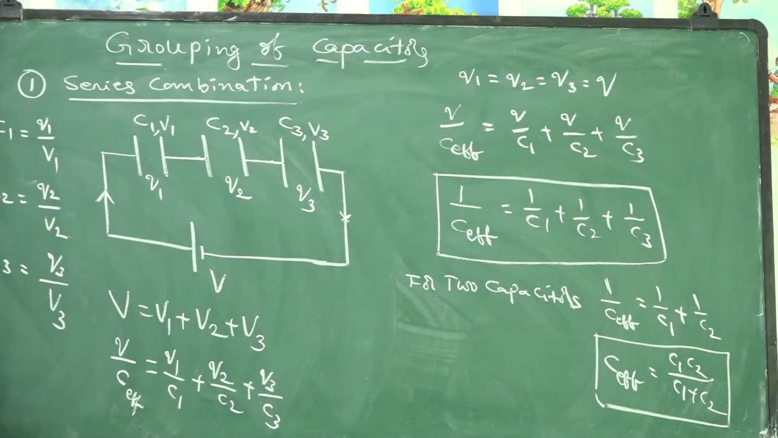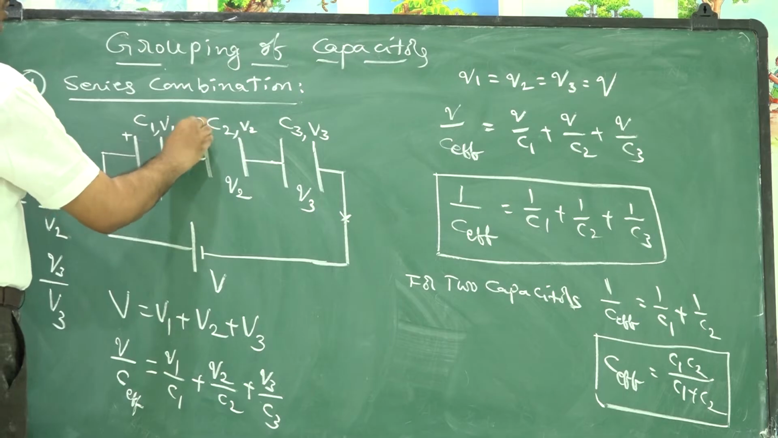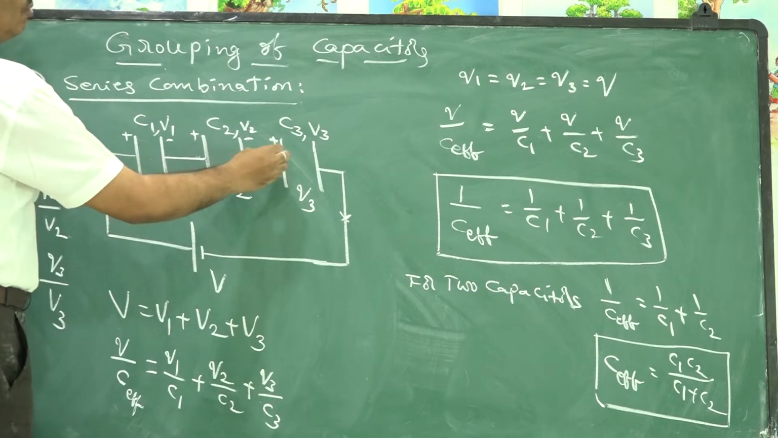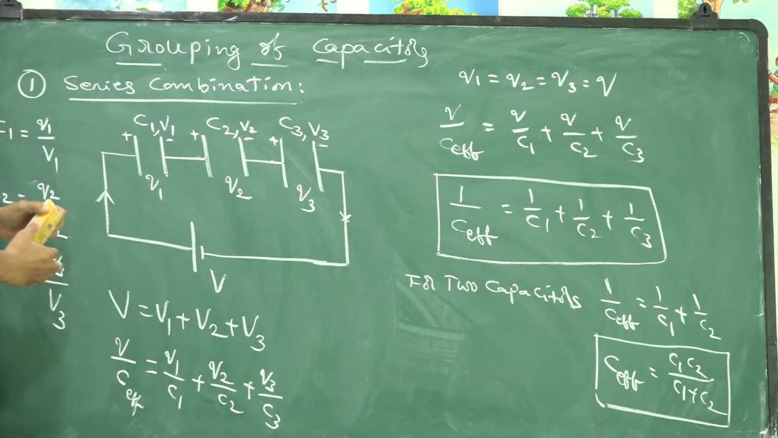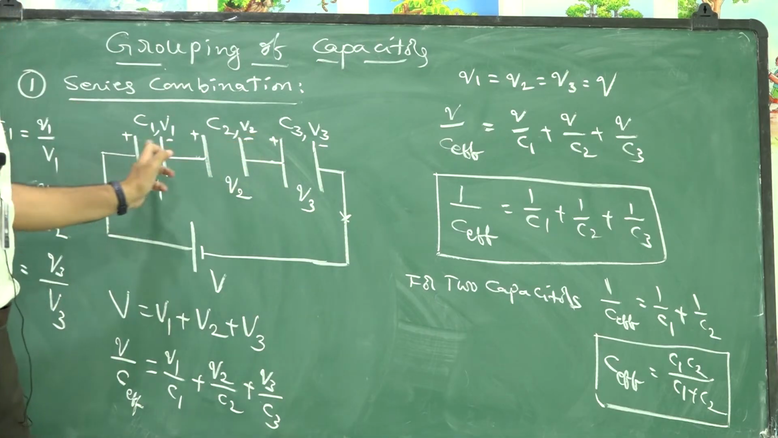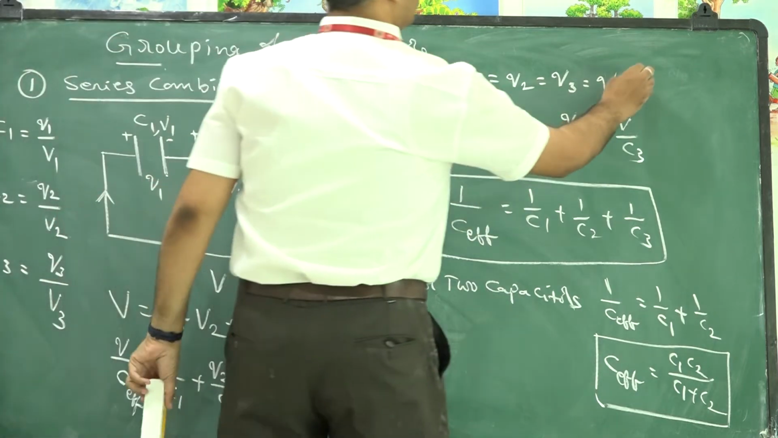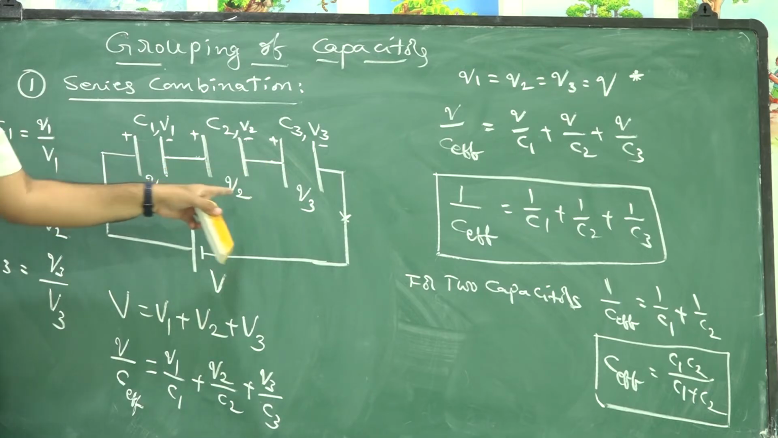Similarly, let us go to the other combination of capacitors, that is second type of combination. In series combination, the negative terminal of first capacitor is joined with the positive terminal of second capacitor. The negative terminal of second capacitor is joined with the positive terminal of third capacitor. It is like that. The same charge is getting stored in all the three capacitors because the same current is passing through them. This point always you should remember. Charge in each capacitor has identical magnitude.